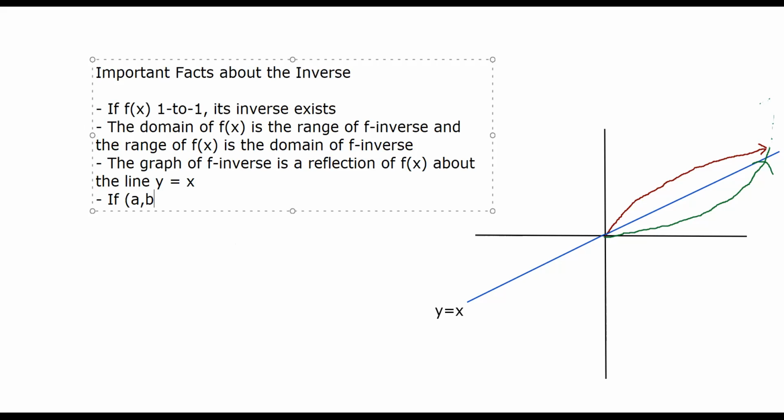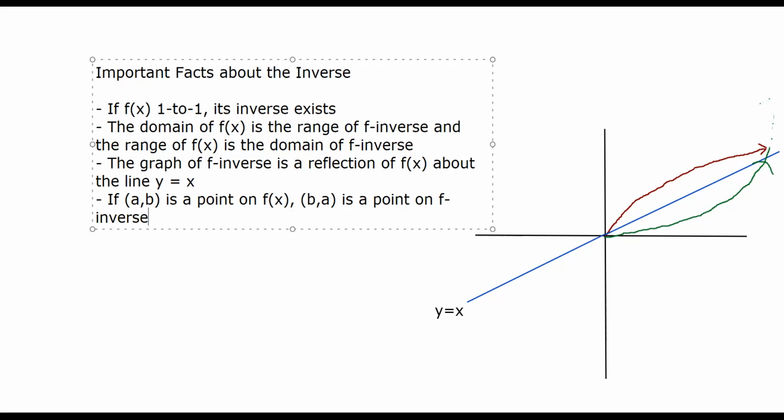Finally, if (a, b) is a point on f of x, on the original function, then you can flip-flop them. (b, a) is a point on f inverse. So the inverse just flip-flops the x and y values for any point on the original function.